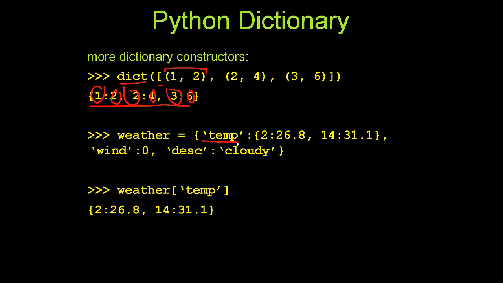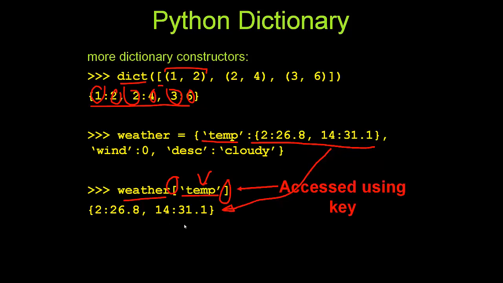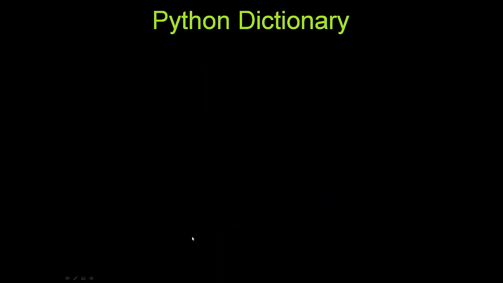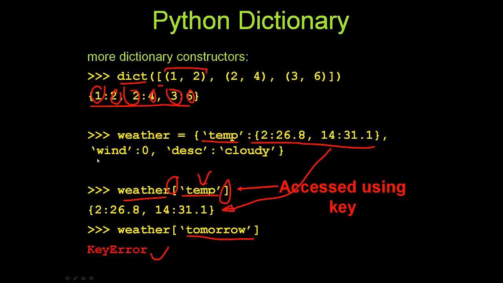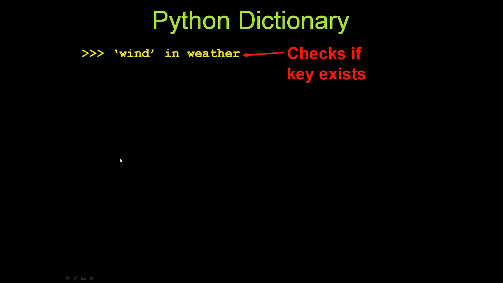So temp here is a key. If you use square brackets with the key, you will get the value associated with the key. It turns out that the value associated with temp is actually another dictionary. If you use some key which doesn't exist, then you get a key error. You can also do things like win in weather. If you look at this dictionary, weather has win inside as a key, so win in weather will be true.